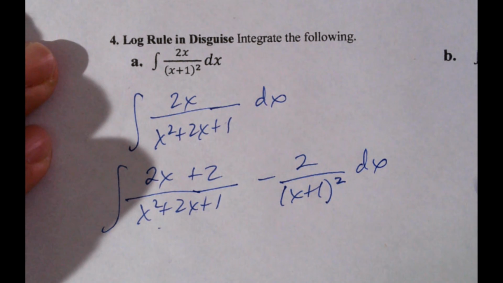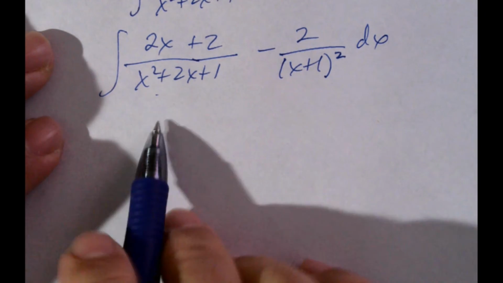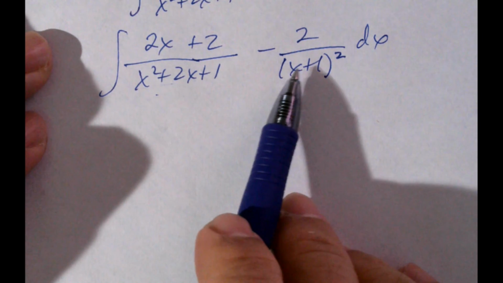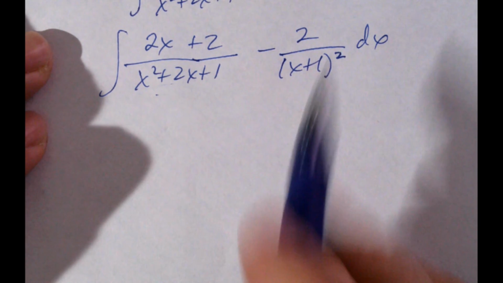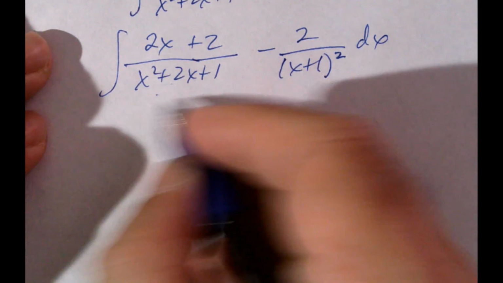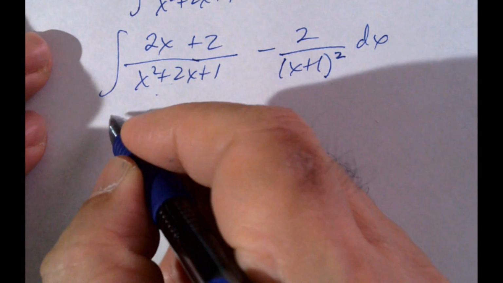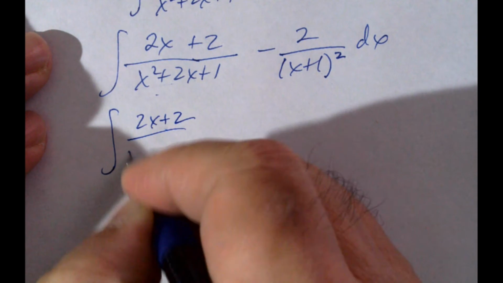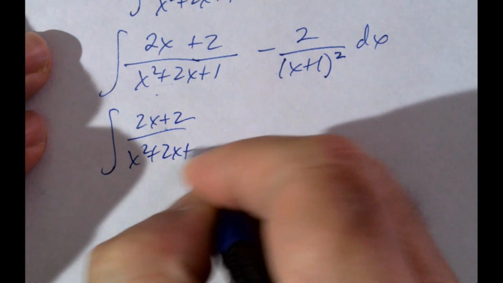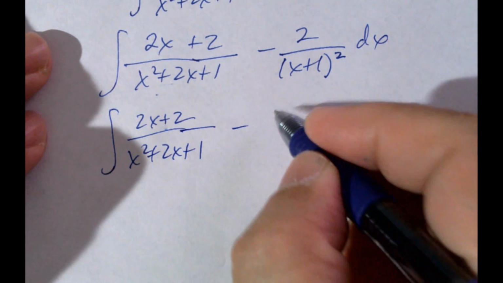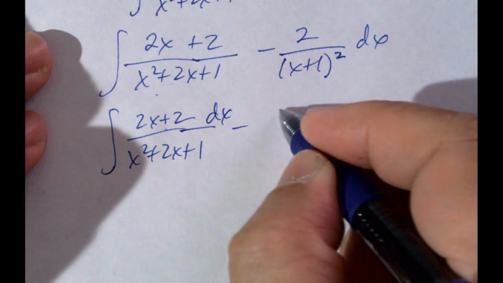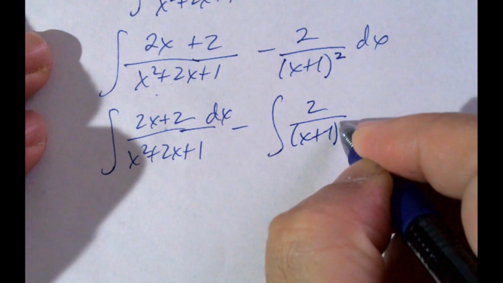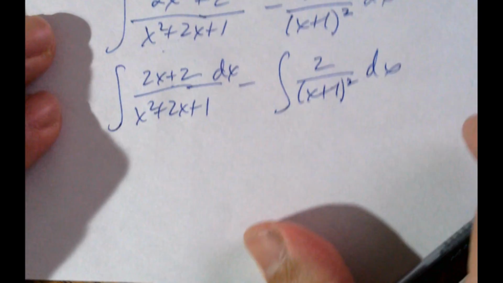Now, I'm going to split this up. Here, I have the derivative of the denominator in the numerator. Here, I just have 2 times 1 over x plus 1 squared. In fact, let me rewrite this for a minute. I am rewriting it separately. So it's minus, it needs a dx, integral 2 over x plus 1 squared dx. I'm going to rewrite it one more time.